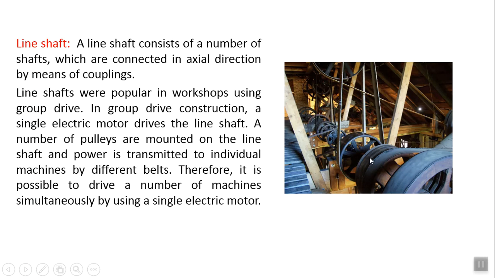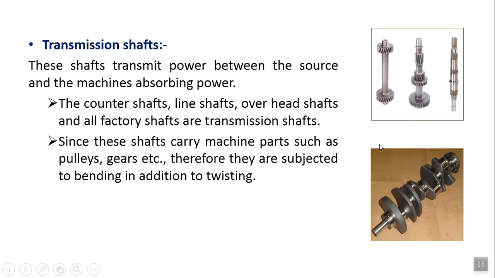Again, if there is a problem with the alignment or distancing between two shafts, then definitely there will be a vibration. That's why this particular type of configuration was used in old days. Nowadays people are not using this type of line shaft. Next is transmission shaft. In general, all these shafts are known as transmission shafts, which actually transmit the power between the source and the machine. The countershaft, line shaft, overhead shafts, all generally factory shafts are transmission shafts.